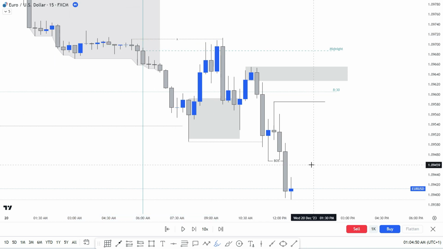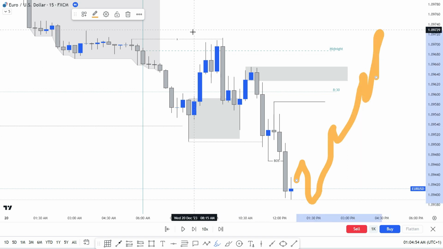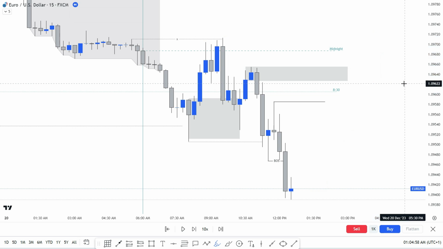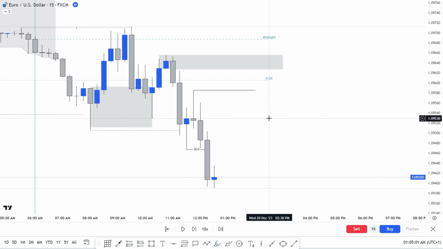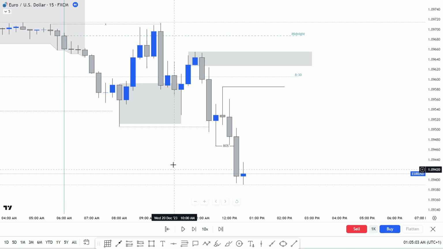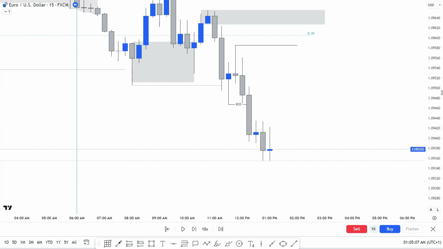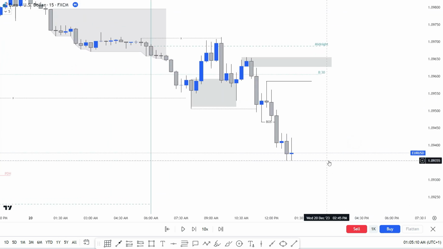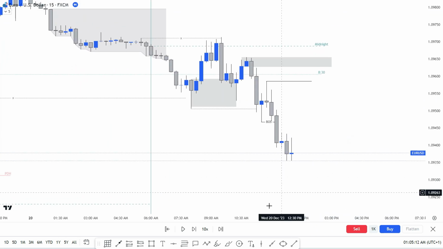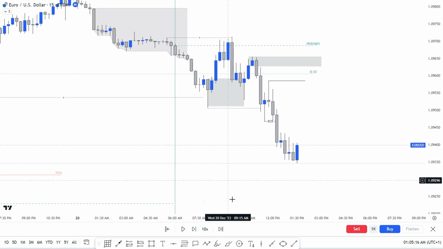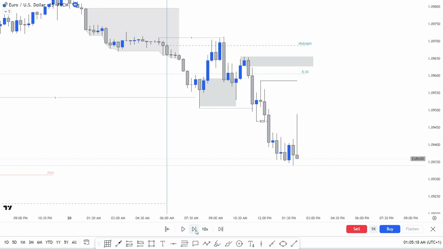So what happens to liquidity? Liquidity ought to be taken. So once liquidity has been swept, we might want to look for potential opportunities. So this is the environment of the trade. We're going to play price to see exactly what price is doing. Now that we've gotten an idea of how the environment actually looks, we want to see opportunities for us to get involved in the market.